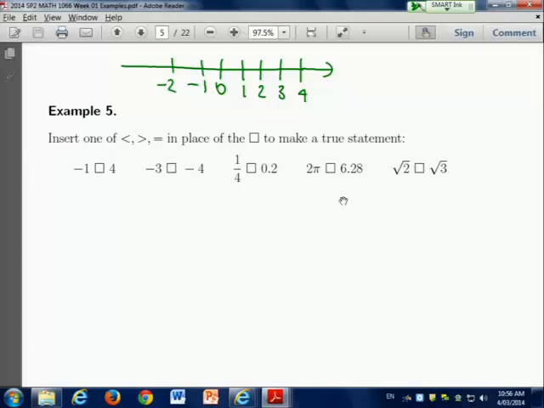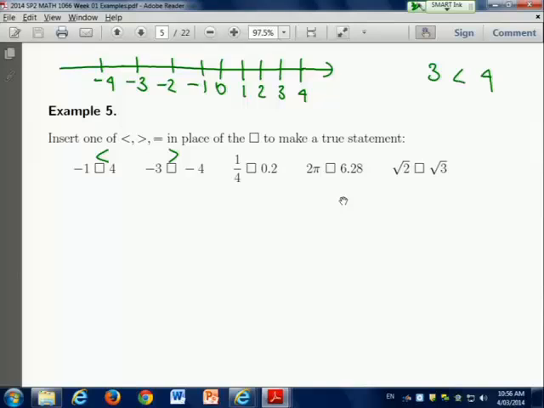-1 is to the left of 4. -1 is less than 4. Next one, maybe not so easy. Greater than, nice. It's tricky. It's the 3 and the 4 that get you. If it had been 3 and 4, the answer's definitely less than, but these negatives switch things around. -3 is to the right of -4. -3 is greater than -4.